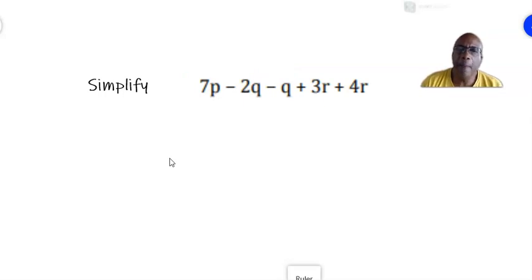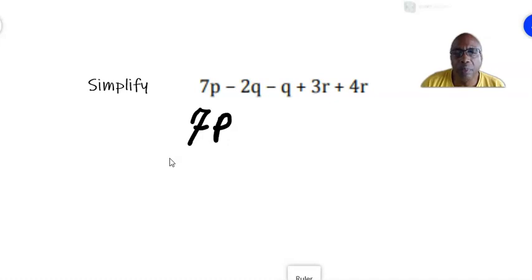Simplify 7p minus 2q minus q plus 3r plus 4r. So we have three different symbols. We have p, we have q, and we have r. So we add them separately. But remember, you have to pay attention to the rules governing how you add signs. So first, let's start with the p's. I have 7p here. And if you look, I have no more p's. So the 7p will just go in the answer.